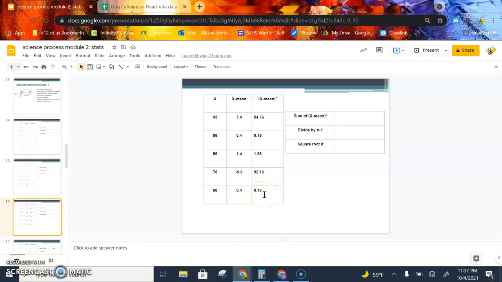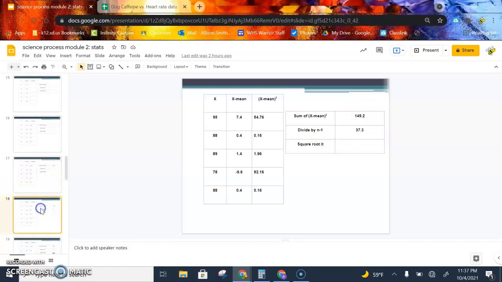Then the next thing that the formula tells us that we have to do is add these all up, the sum of the differences squared. These are my differences squared. And so what I end up with is 149.2. All I did was add all of these numbers right here up. Then the next step is I have to divide by n minus 1. Well, n is my sample size. I tested 5 dogs, so n minus 1 is 4. So I have to take 149.2 divided by 4, and I get 37.3.